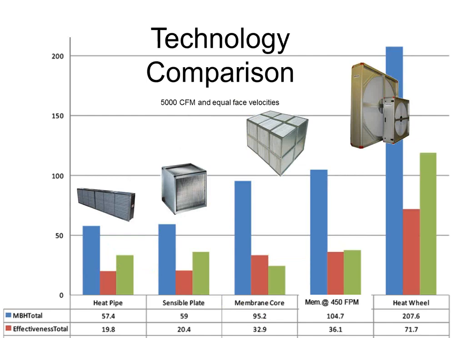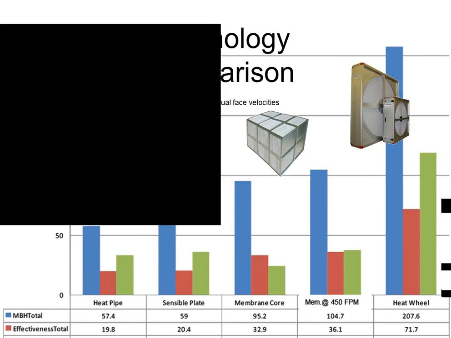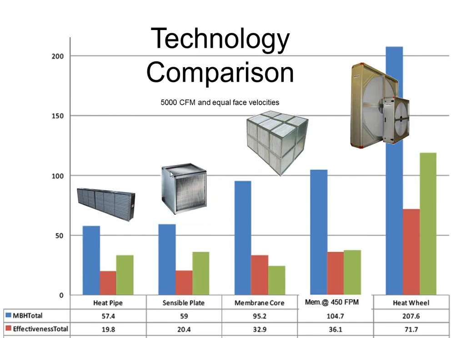This really helps illustrate why we use wheel types instead of plates for many applications. We can simply recover much more BTUs. It doesn't mean we don't use fixed plates. We use a lot of them here, but the ERV wheel is the most common choice we make because of the recovery possibility.